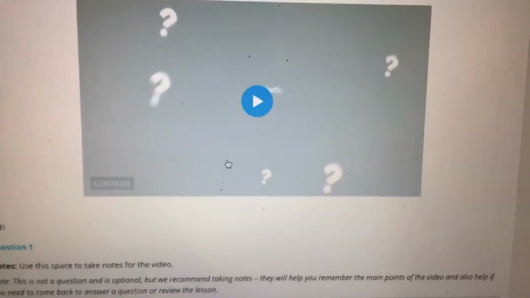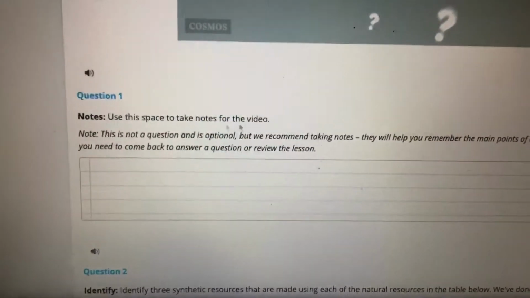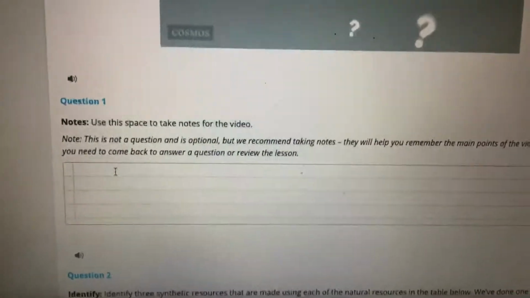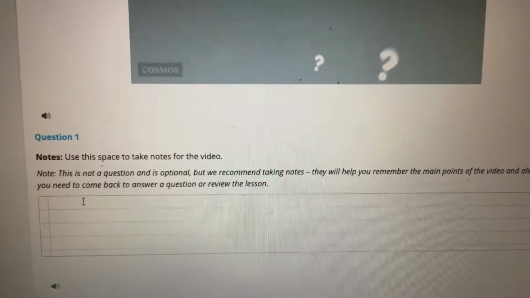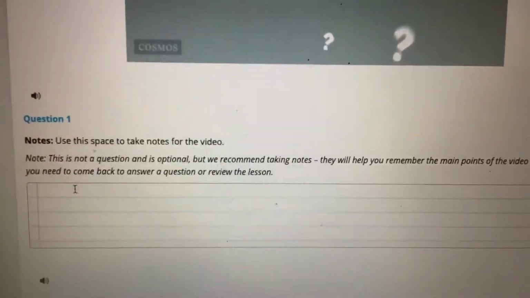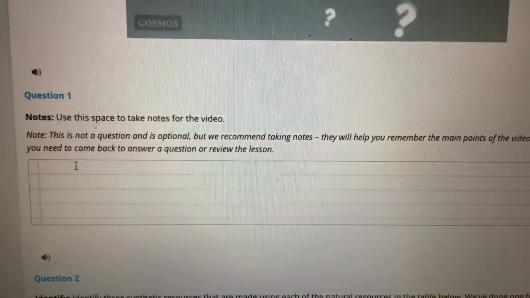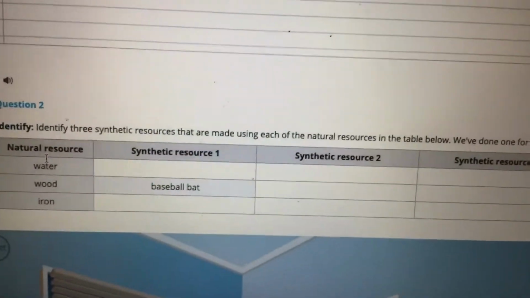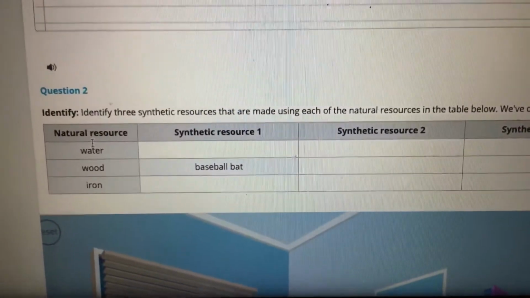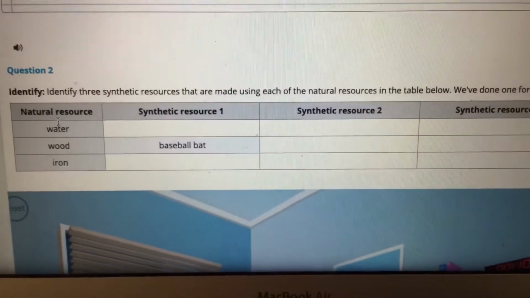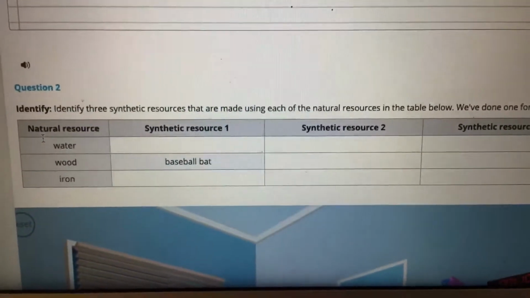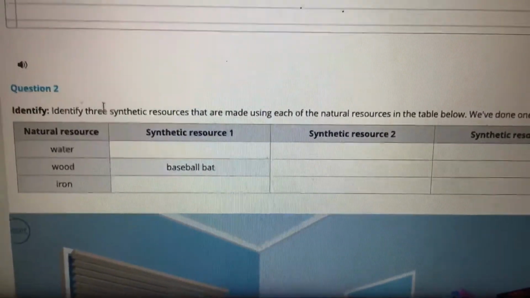Now there is a video for you to watch here, and I won't play it now. There's a little space for question 1. It's not actually a formal question, but you can write some notes from the video, mainly looking at the vocabulary of natural and synthetic resources, which the previous video talked about. Now, question 2, you'll need to fill in this table here.